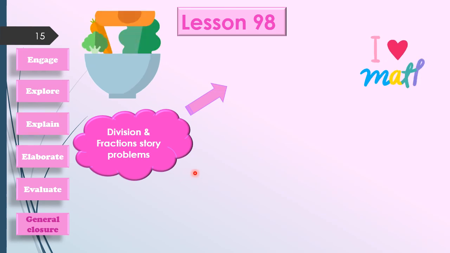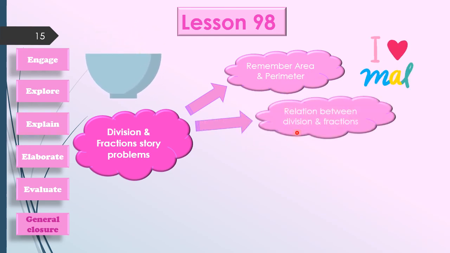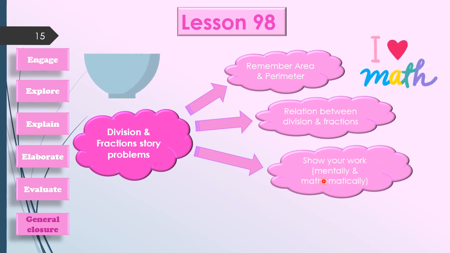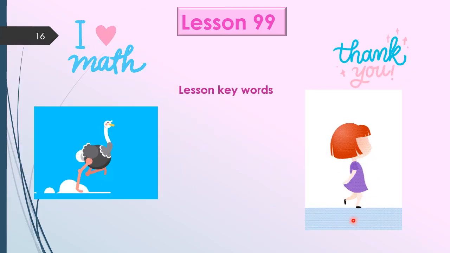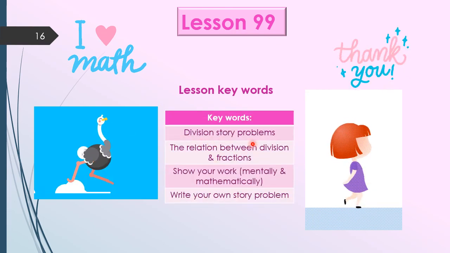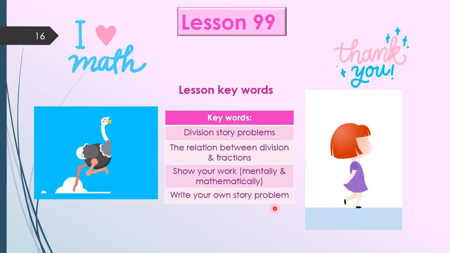Our point of view of this lesson was division story problems. Remember area and perimeter, the relation between division and fractions, show your work mentally and mathematically, and solve various exercises on it. Our lesson 99 keywords. Next lesson will be division story problems, the relation between division and fractions, show your work mentally and mathematically, and write your own story problem. Thank you. Good.